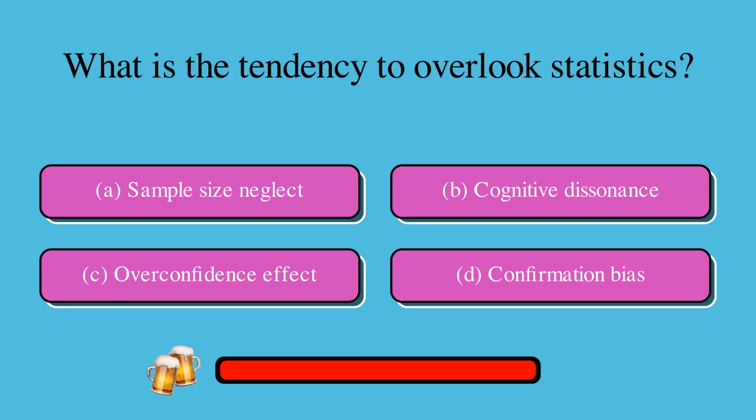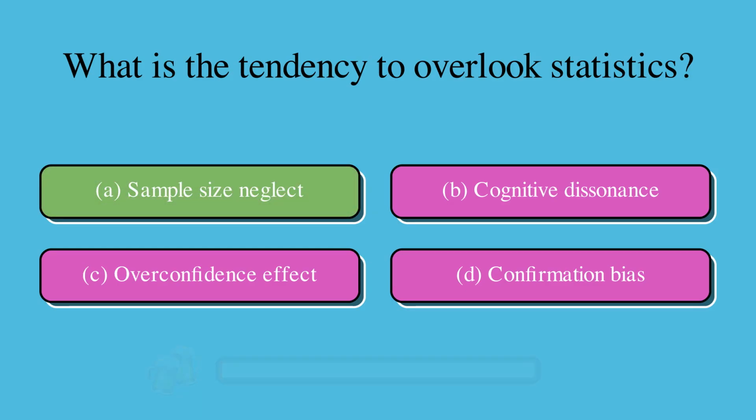What is the tendency to overlook statistics? Is it A, sample size neglect, B, cognitive dissonance, C, overconfidence effect, or D, confirmation bias? The correct answer is A, sample size neglect.